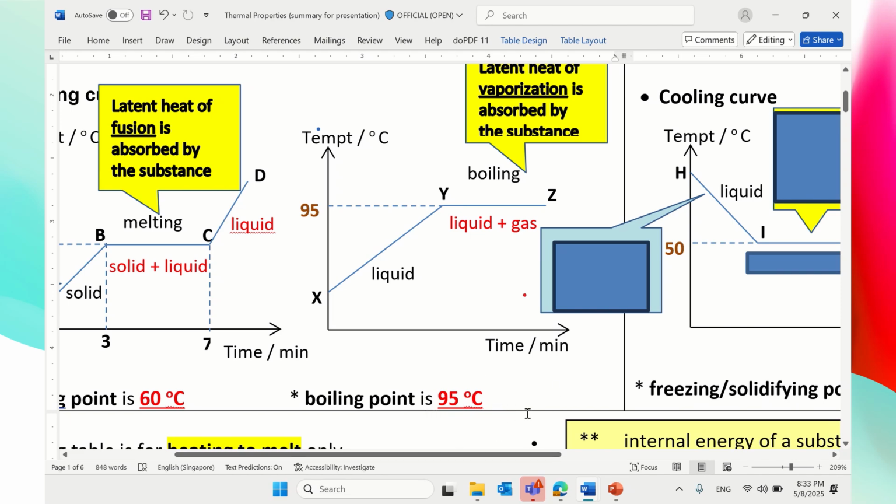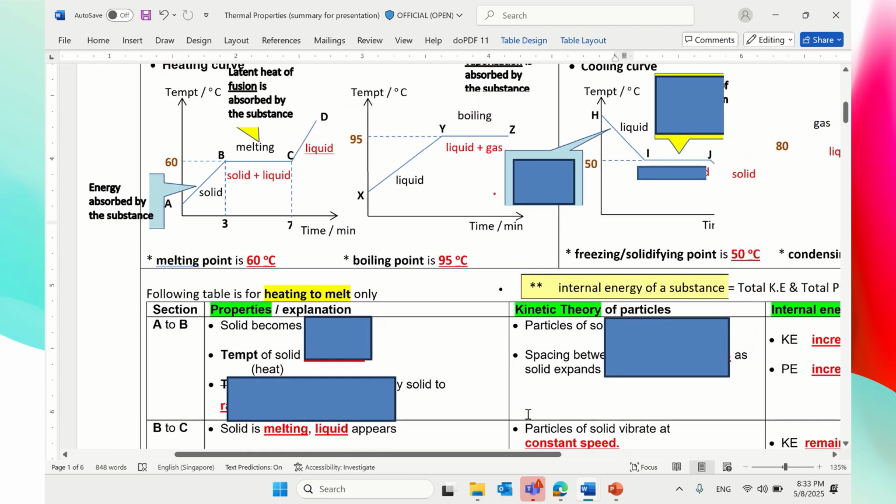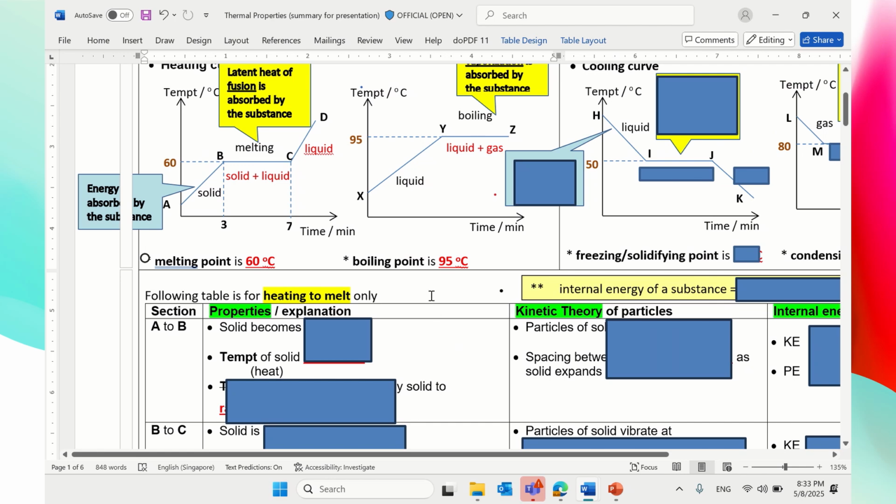All right, now below, I would like you to see the three tables I've put together for explaining what happened during heating to melt. That means we are looking only at this graph A to B, B to C, and C to D. Because if you understand this melting curve, the heating curve for melting, you will understand the heating curve for boiling. Okay, so let's just look at the heating curve for melting.